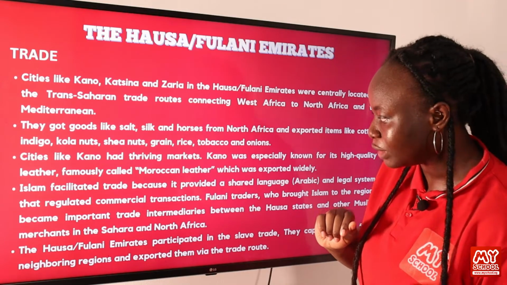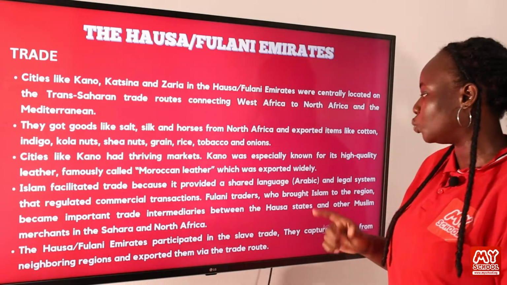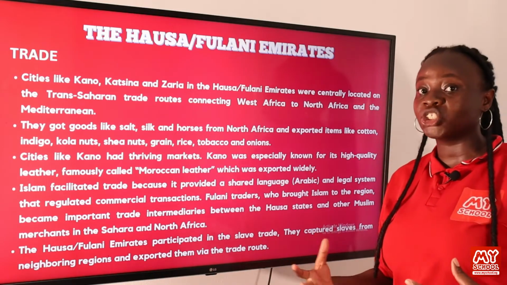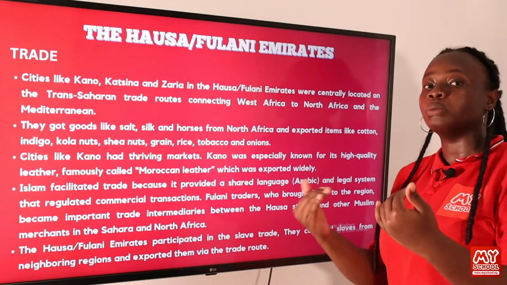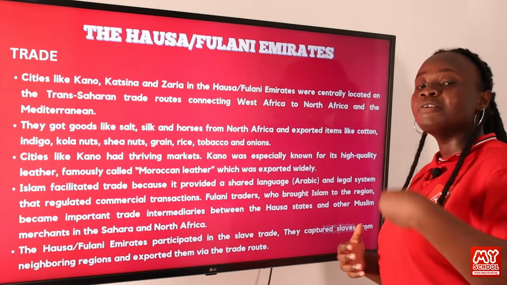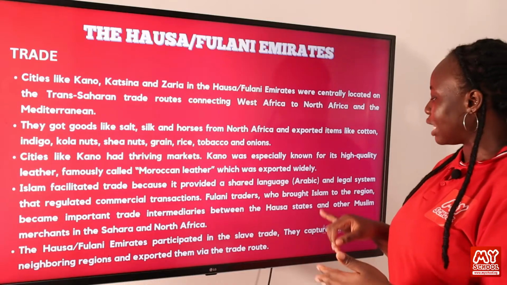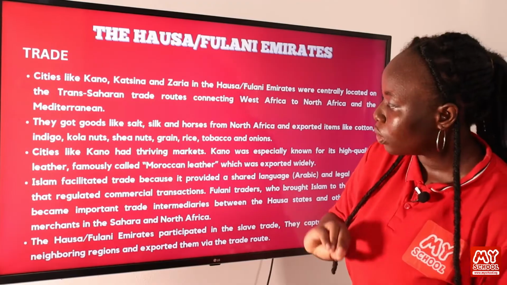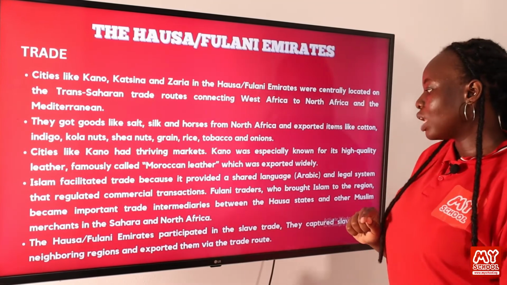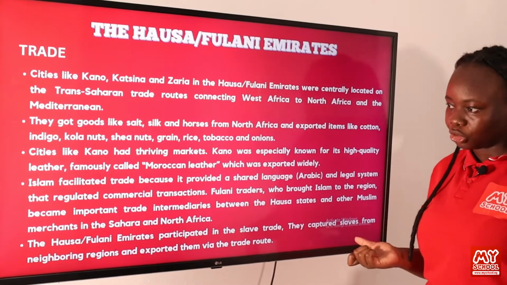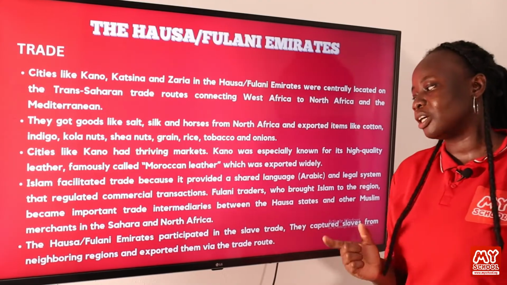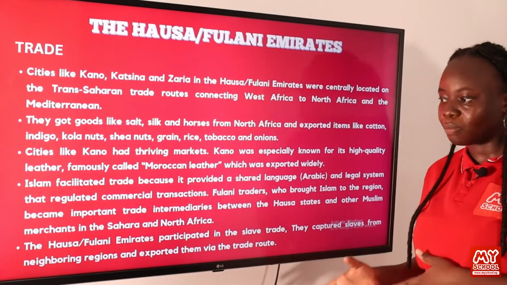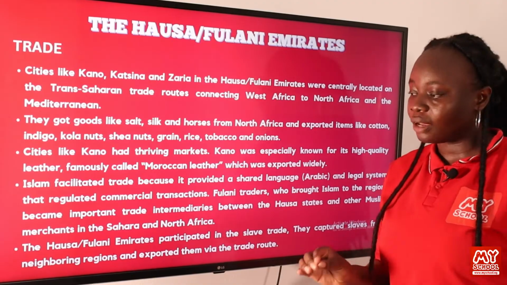Islam facilitated trade because it provided a shared language, which is Arabic. So this is the connection they had with the larger Islamic world. They were able to learn a language so that they can be able to communicate with the Islamic world and trade with them. They also provided a legal system that regulated commercial transactions. Fulani traders who brought Islam to the region became important trade intermediaries between the Hausa states and other Muslim merchants in Sahara and North Africa.